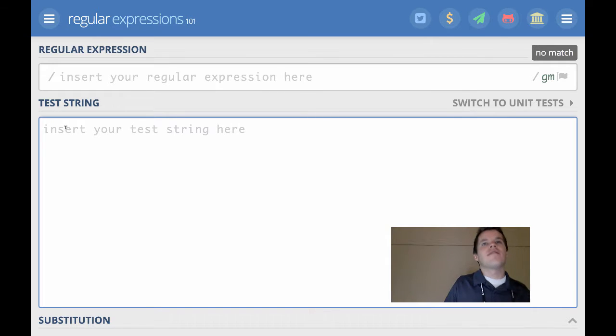So, yes? Can you stack quantifiers, like do a question mark? You can. It does something different that you're not expecting. So we won't go over that. It does something weird. I just found out this year.